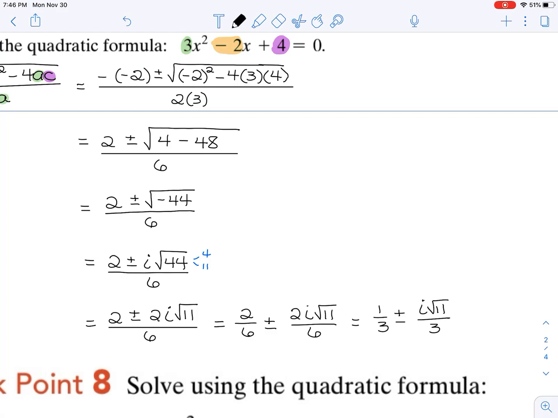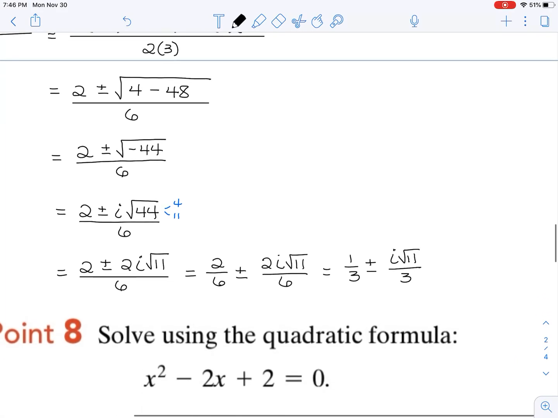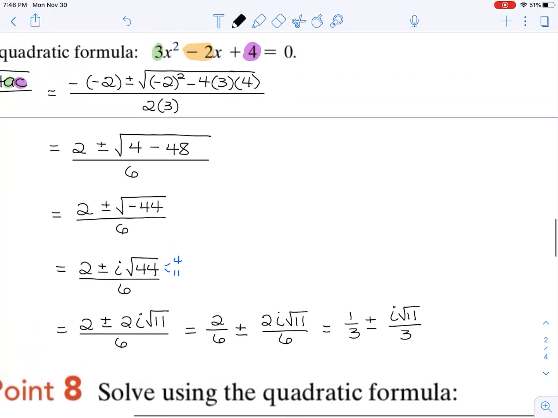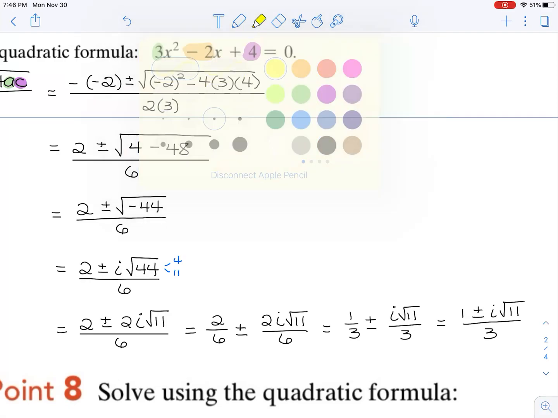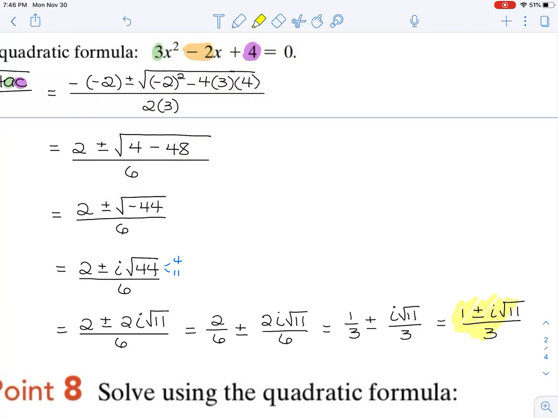This is one way of writing the answer. The other way of writing it is 1 plus or minus i square root of 11 over 3. And that is my final answer.